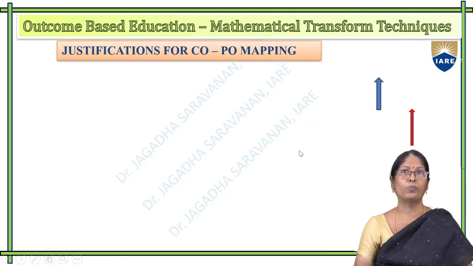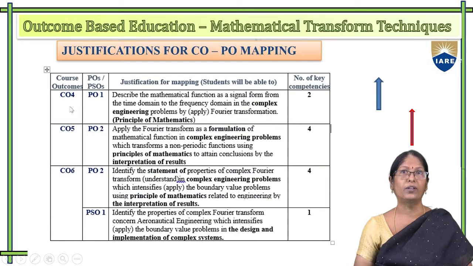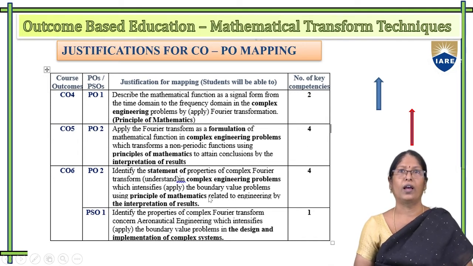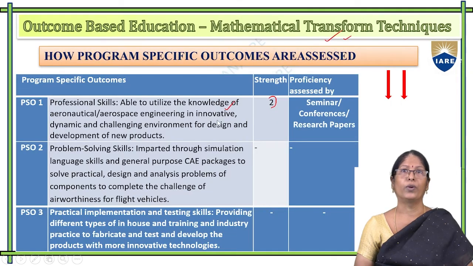The other course outcomes we can see here. CO4 is connected to our PO1. The total number of elements is 3, of which 2 are connected. CO5 is connected to PO2, which has nearly 10 elements, of which 4 are connected. And here CO6 is also connected to 4 out of 10. Here we can see it. Not CO6 but CO5 satisfies our program specific outcome. We can see that it is satisfied.